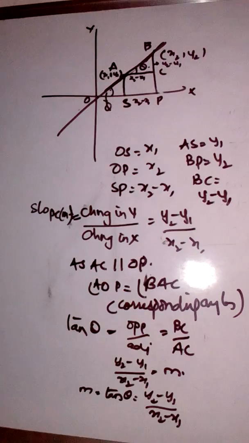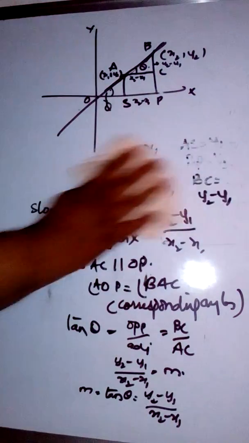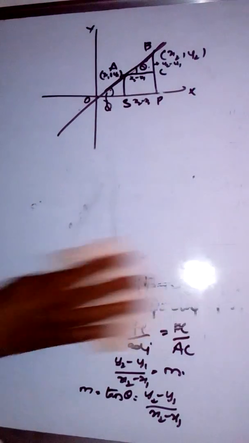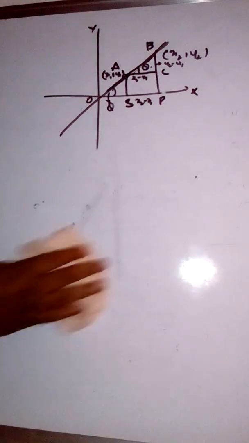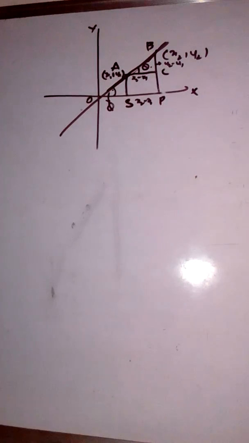So this is the formula to find out the slope. If the angle is given, you can use m equals tan theta, and if the points are given, then you can use the coordinates, y2 minus y1 by x2 minus x1.